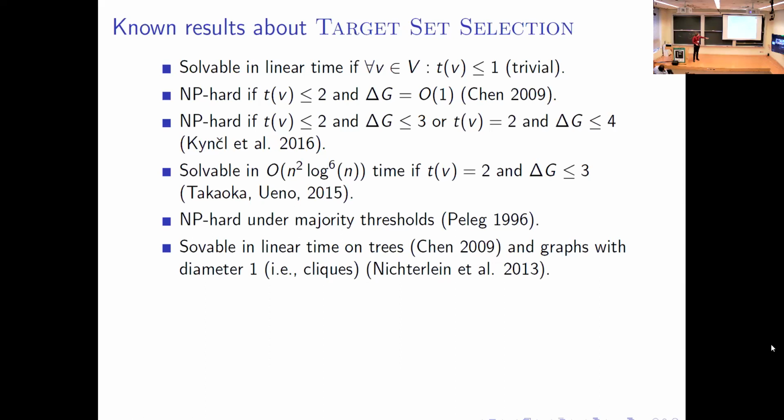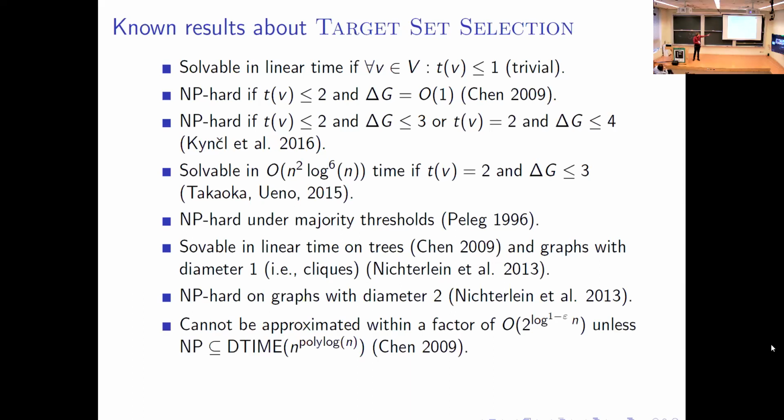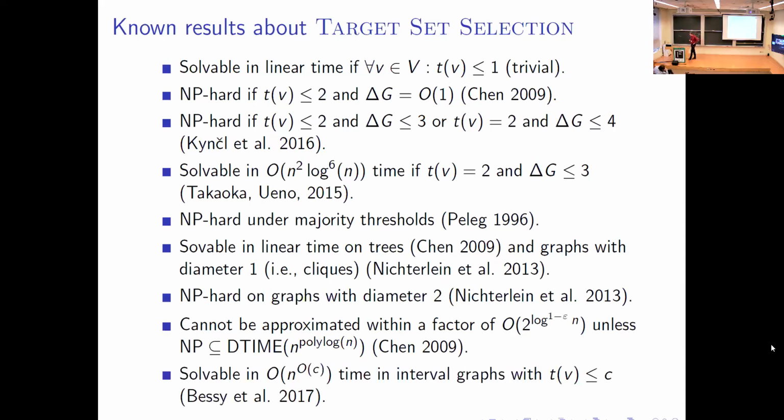Anyway, for the diameter, this was inspired by real-world social networks, which have small diameter. So what if the diameter of the network is small? If the diameter is 1, then the problem is solvable. But as you could have guessed, it becomes NP-hard on diameter 2. So no tractability here. And of course, there are some strong inapproximability results. In particular, it cannot be approximated within a polylogarithmic factor unless some unlikely complexity-theoretic collapse happens.